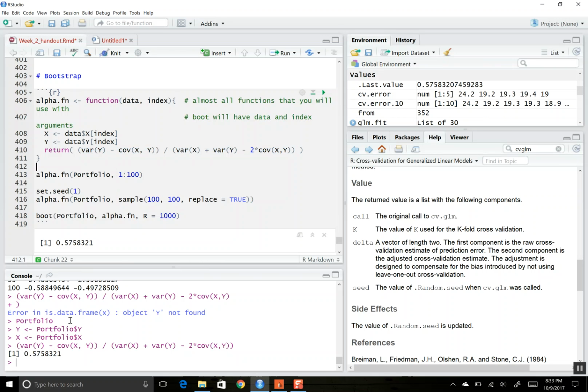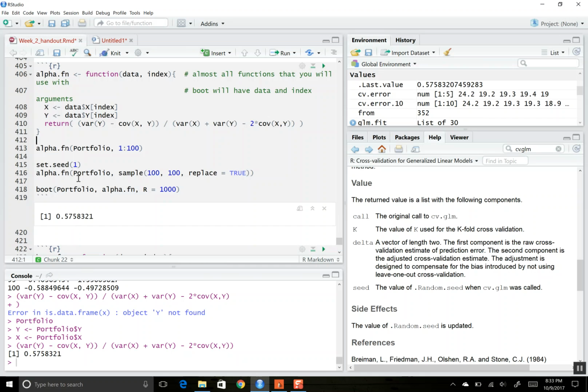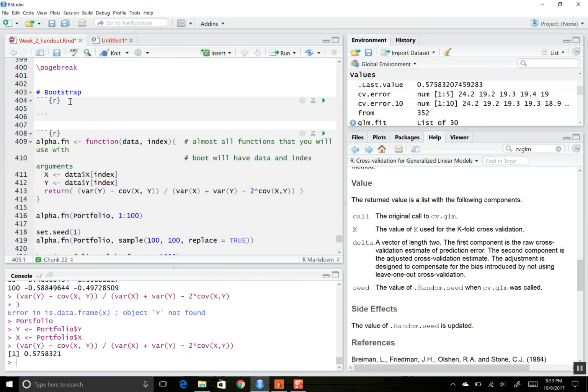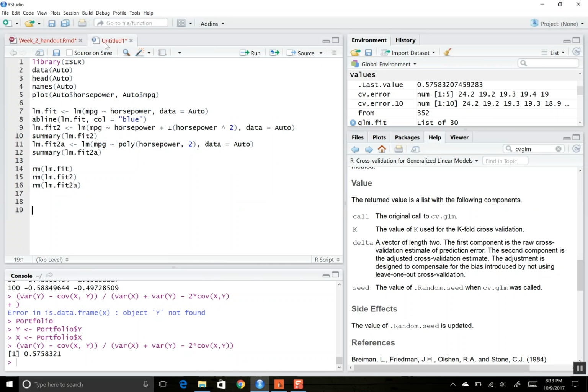So to do this, I'll do a manual run and I'll post this code. We can just start off by taking a random sample, and all we're going to do is sample portfolio 100 times, with replace equals true, okay?